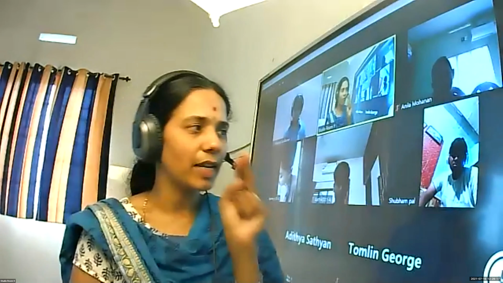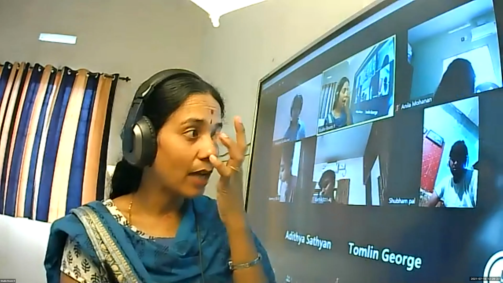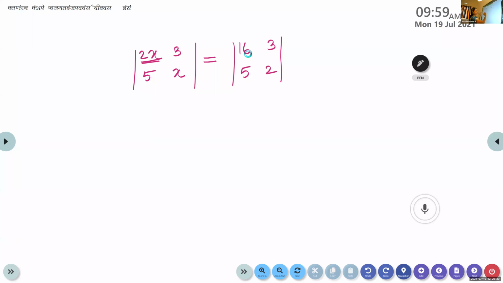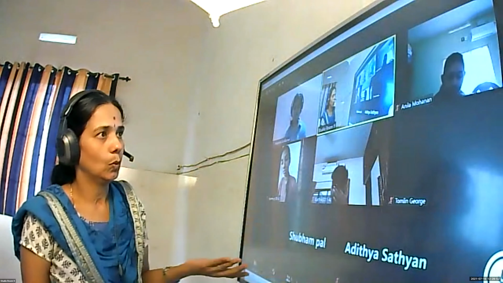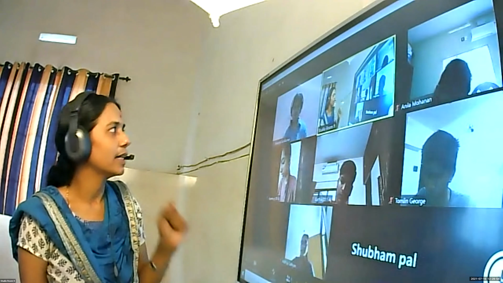Every year we get this type of question. Two determinants are equal means the values of the determinants are equal. It is not the corresponding entries. Here you are equating the corresponding entries, first row first column with first row first column. That is wrong. If you equate, 2x is equal to 16, x is 8. And here 3 equals 3. Then x times 5 equals 5, so x is 2. Are we getting a unique value there? No. So that is wrong. That is why we are not equating the corresponding entries in determinants.